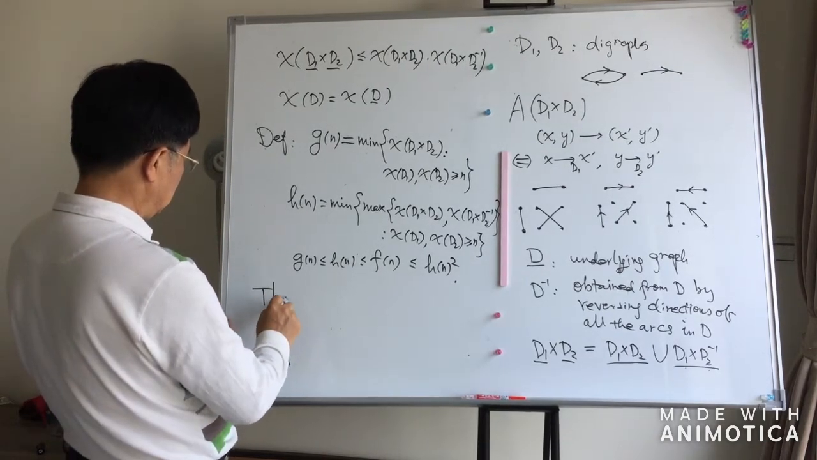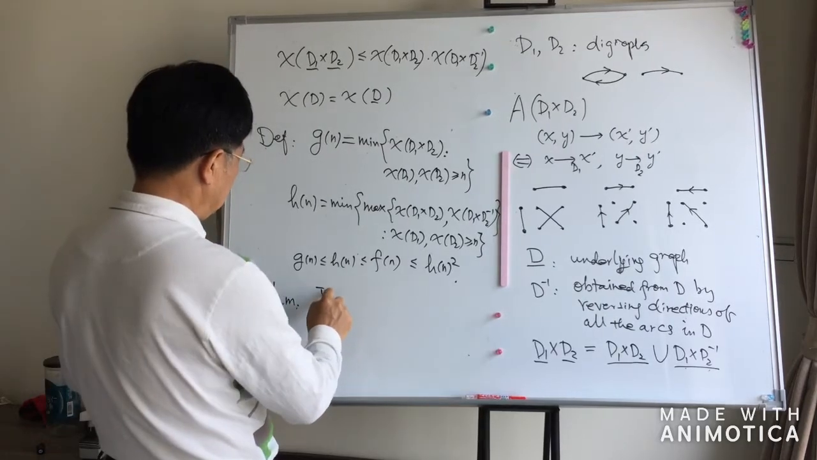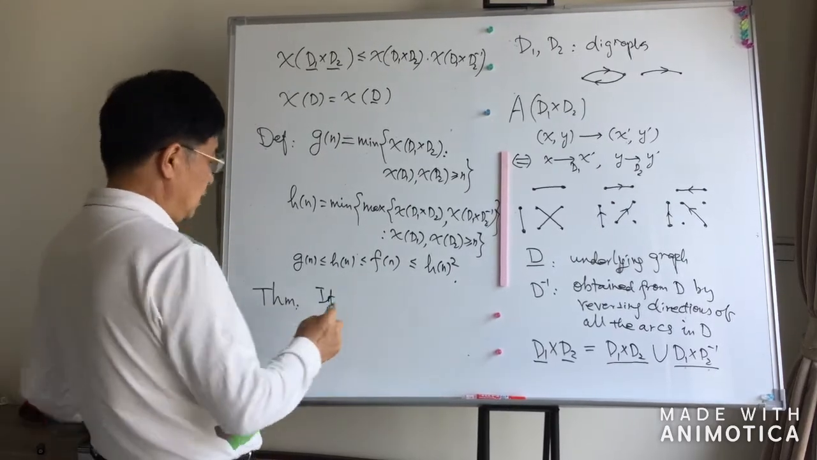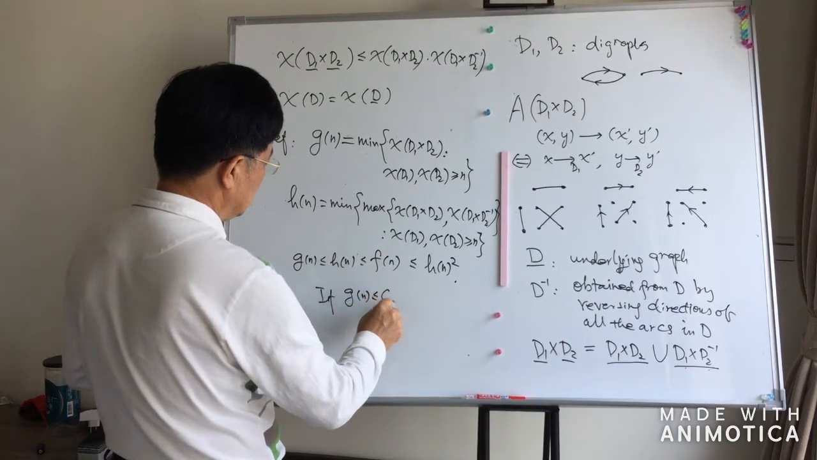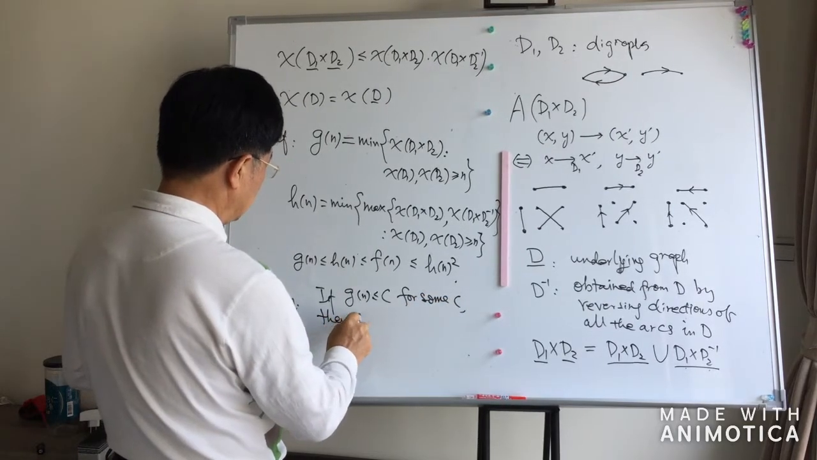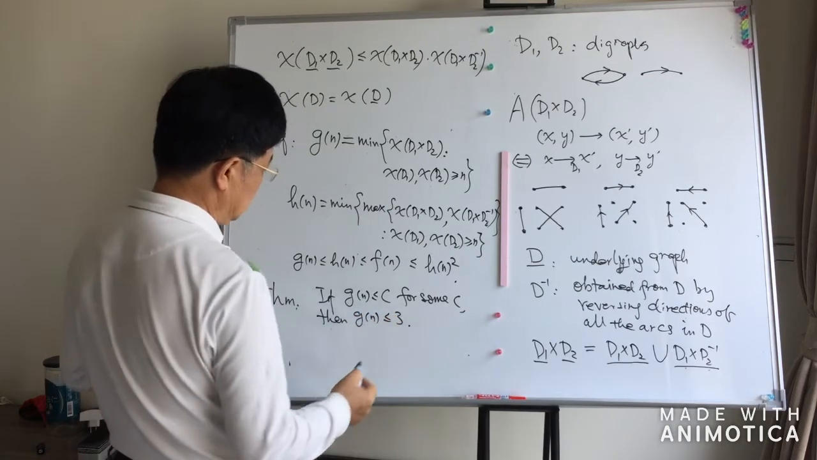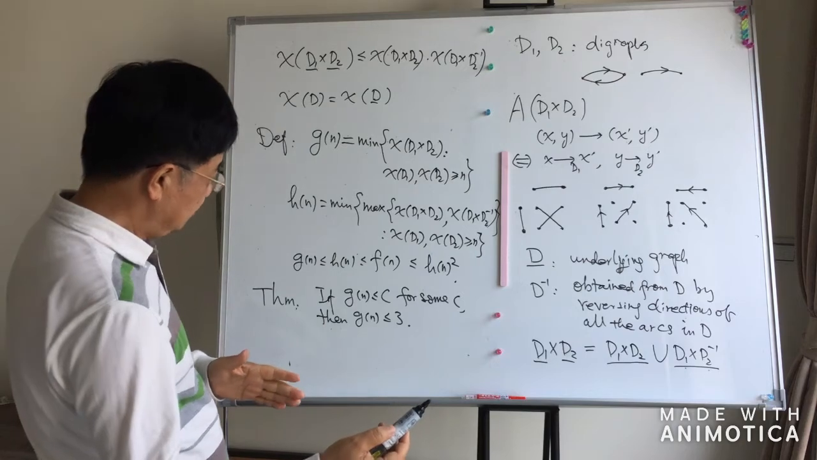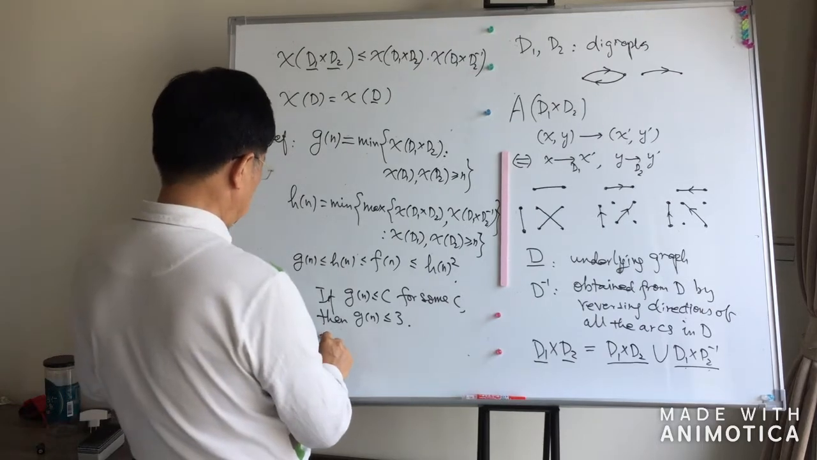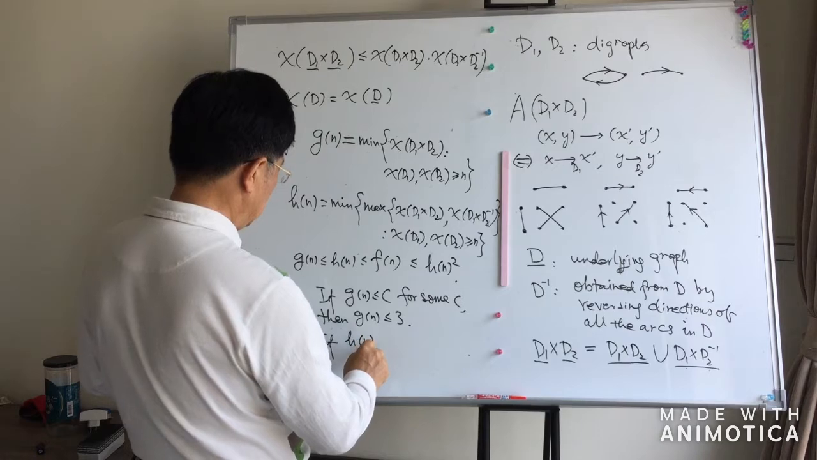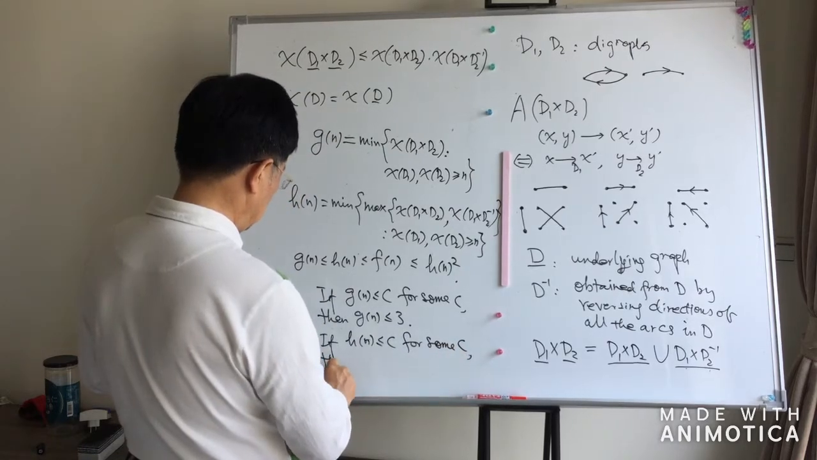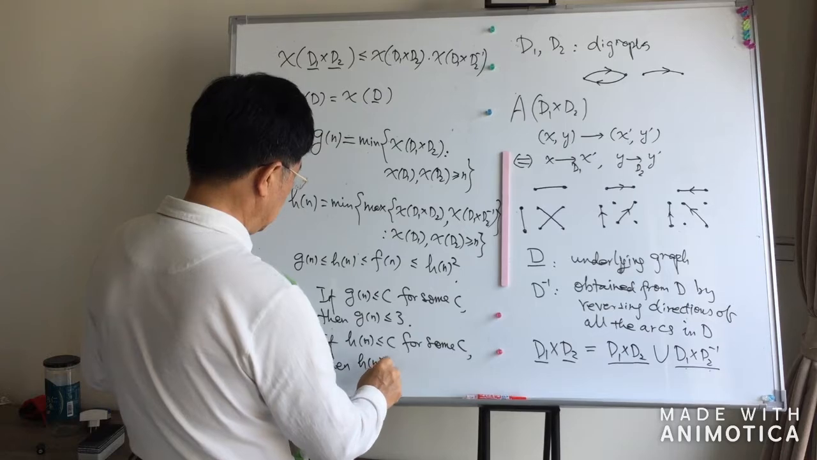The theorem says that if Gn is bounded, if Gn is less or equal to C for some C, then Gn is bounded by 3, less or equal to 3. So it either goes to infinity when n goes to infinity, or it's bounded by 3. And the same thing is true for Hn. If Hn is bounded by some constant, then Hn is bounded by 3.